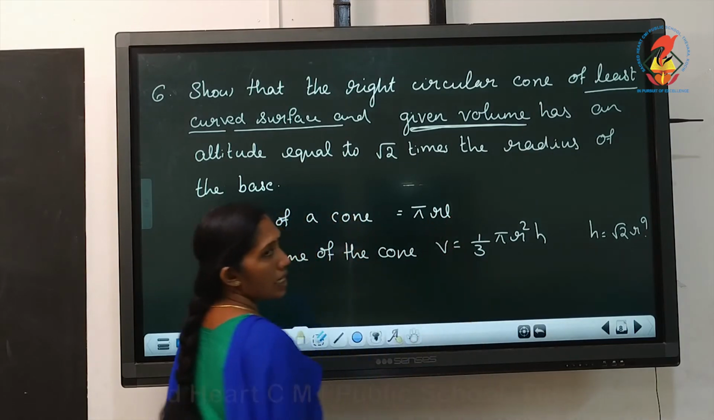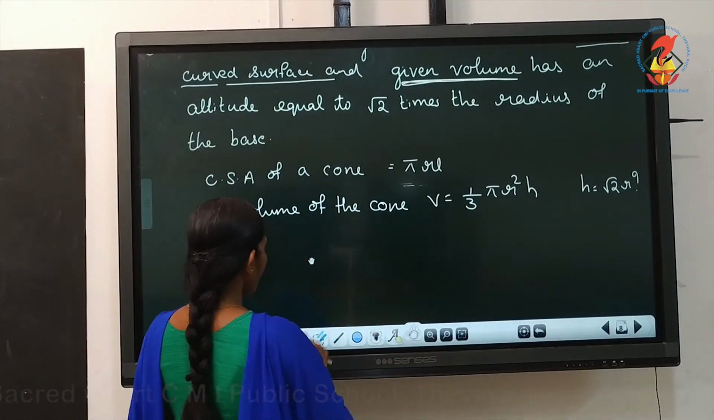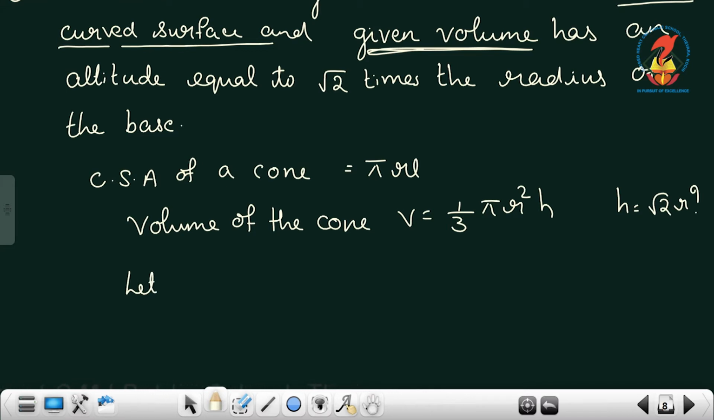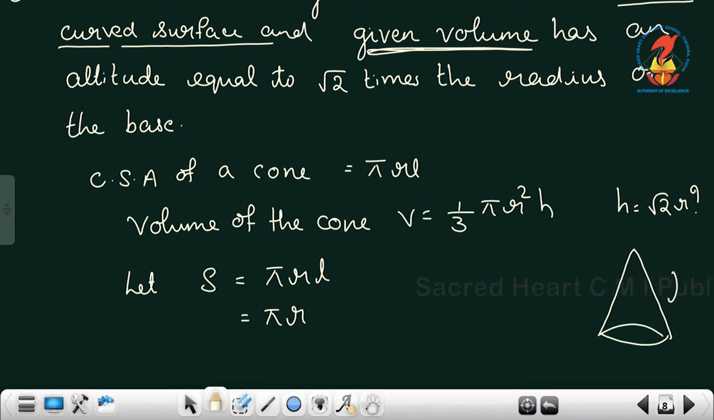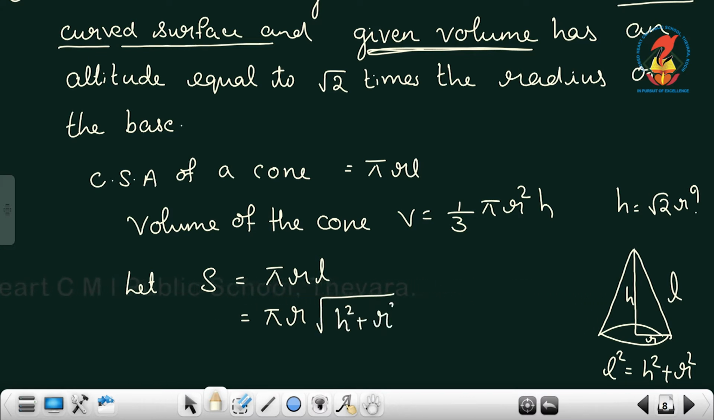Here we have two variables R and L. So look how to do. Let curved surface area we can denote as C or S, whatever. Okay, or S we can write. S is equal to pi RL. Okay. Then L means we have a relation for cone. What is L? L is the slant height. L square is equal to h square plus r square. We have this relation. So L I can write as root of h square plus r square.